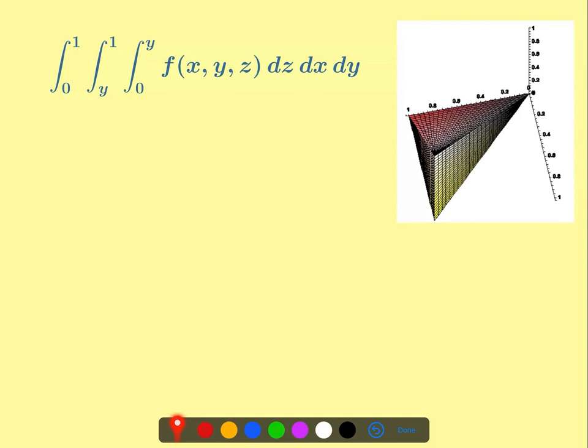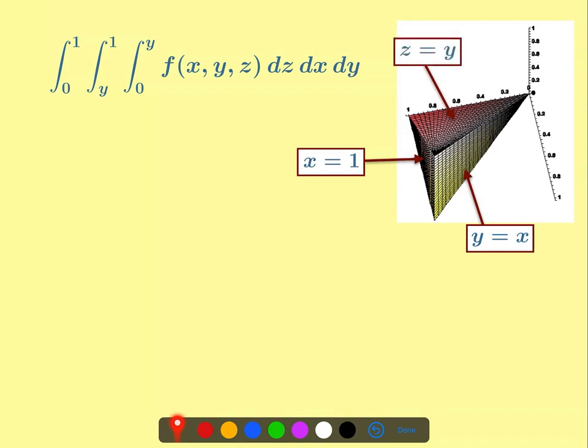So I'll go ahead again and point out what all the different faces are in this picture. That again was x equals 1. That's coming from x going from y here to 1. So x was 1 here. This one was coming from the x equals y. So y equals x there. And this last one comes from looking at z going from 0 to y, z going from the bottom here to the top. This was z equals y here. So that's all the faces except for the bottom face, which is where z equals 0.